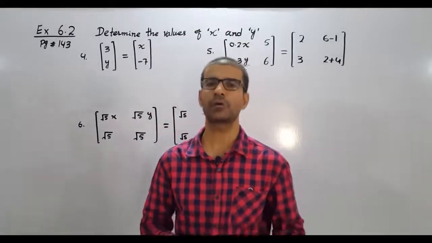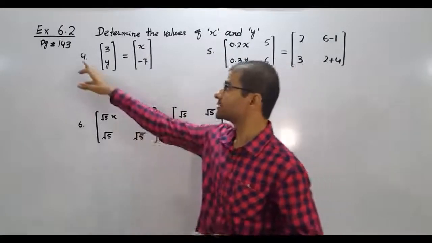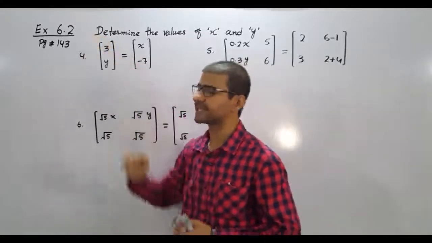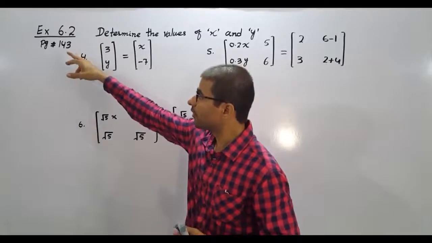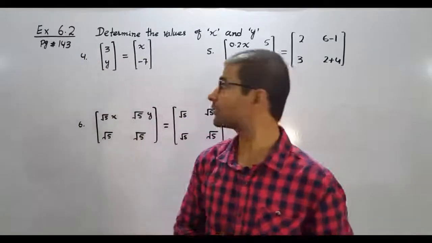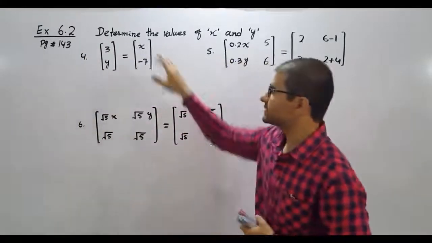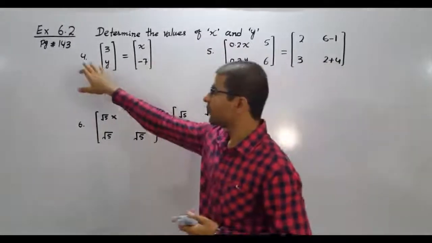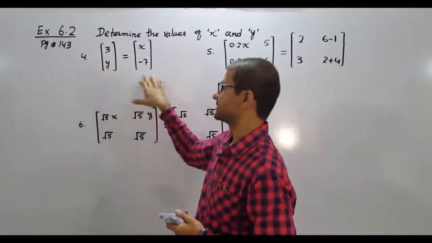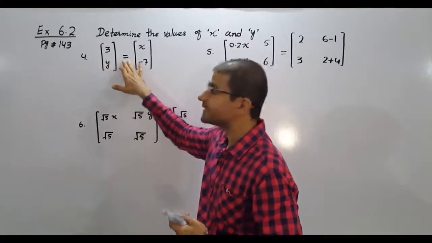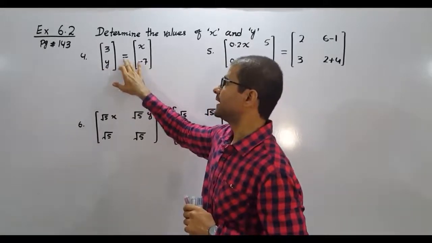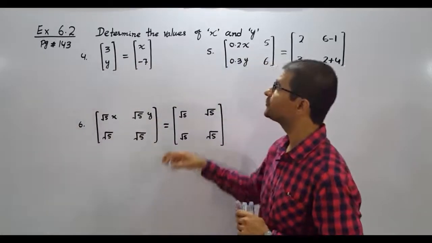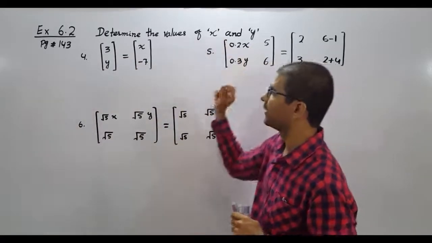In this video we are going to solve question number 4, 5 and 6 of exercise 6.2, which is on page number 143 of your book. The question is, determine the values of x and y. In question number 4 we have two matrices and the sign of equality is present between them. It means these two matrices are equal and you have to find the values of x and y.